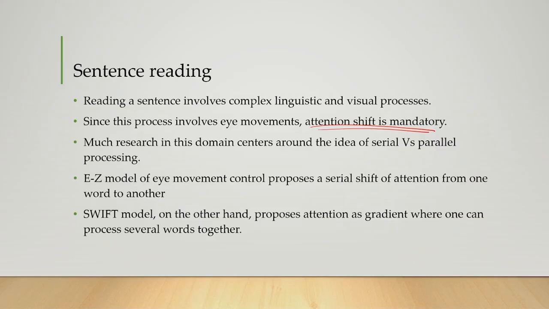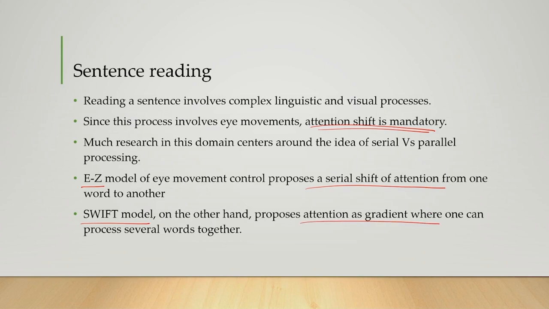Most of the research in this domain, basically we have looked at sentence reading from two perspectives, whether it is a serial processing or whether it is a parallel processing. There are two models. We will not go into the details for brevity of time, but these are the two important models that have been given towards understanding how the eye movement control actually happens. So, the EZ model talks about serial shift of attention from one word to another. When we read a particular given sentence, we read one word after another. We move our attention, there is a shift that happens. But the Swift model proposes attention as a gradient, where one can process several words together.